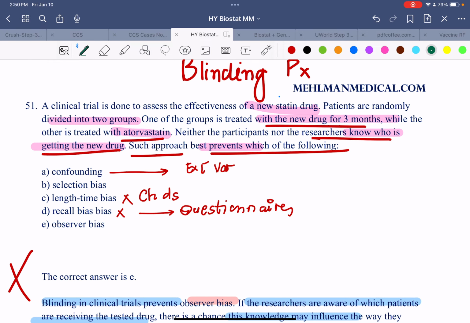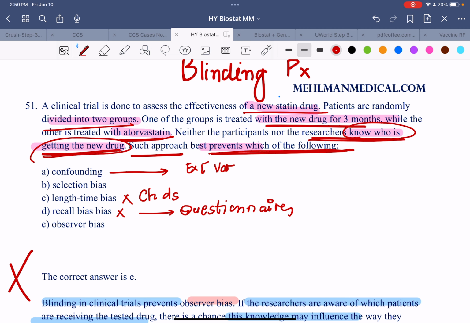A clinical trial is done to assess the effectiveness of a new statin drug, right? And the people are divided into two groups. One of the two groups is treated with the new drug for 3 months, while the other is treated with atorvastatin. Neither the participants nor the researchers know who is getting the drug. Such an approach best prevents which of the following? So what was the approach? No one knows who is getting the drug, which is basically blinding.